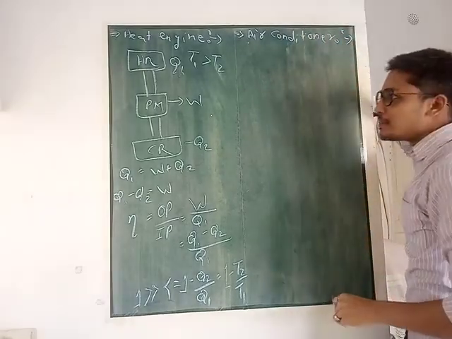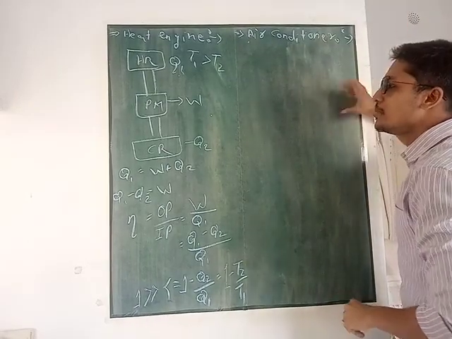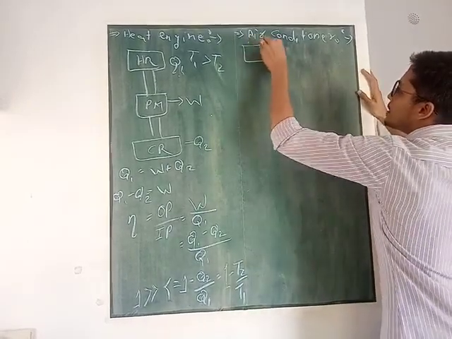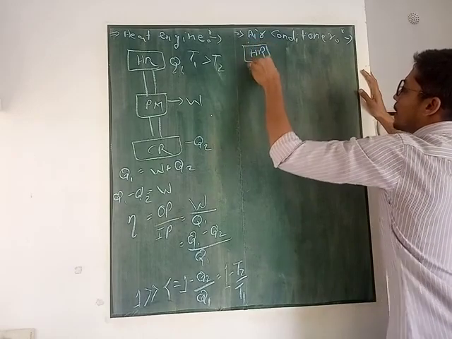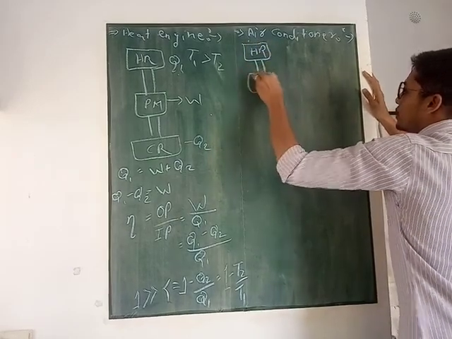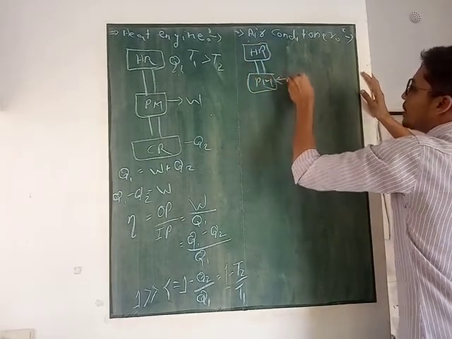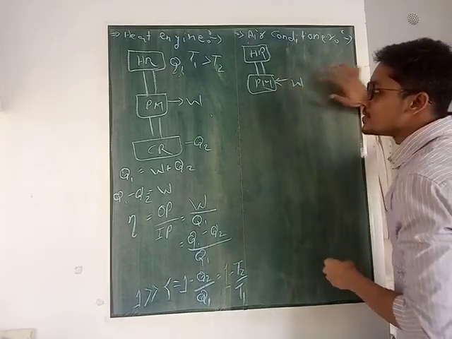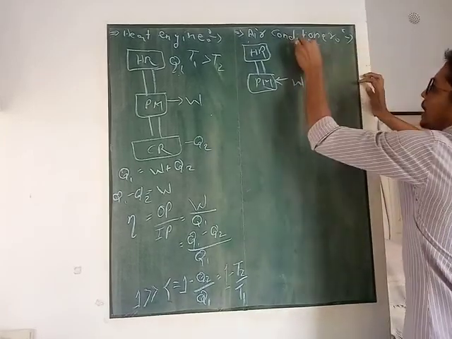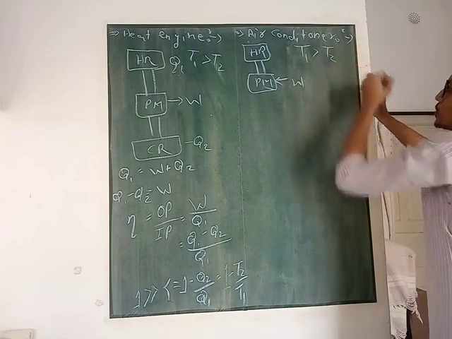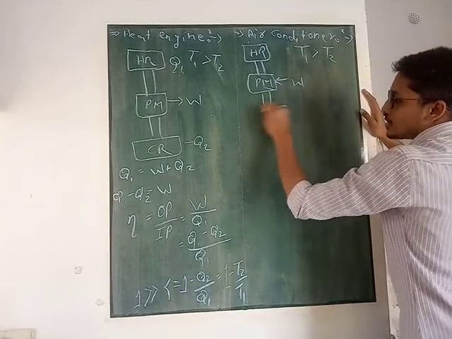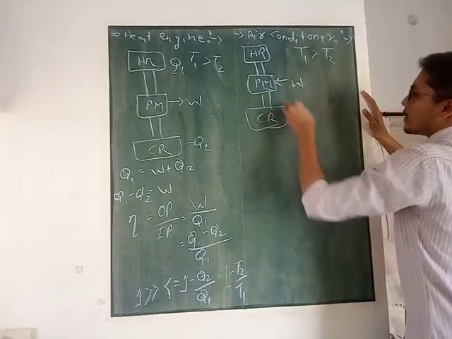Same block diagram, same thing, just a little bit of change in this situation. Here it is the hot reservoir, and again here it is the prime mover. Now we have to give the work here. This is the only change. T1 is also greater than T2. Same thing. Here it is also the cold reservoir.